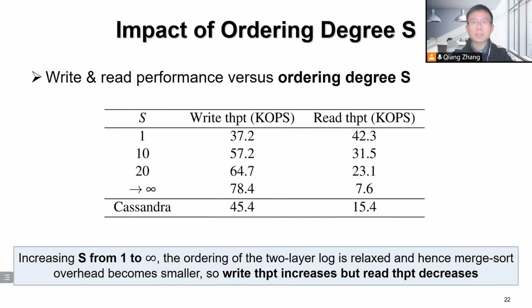We also evaluate the write and read performance under different settings of the ordering degree S, so as to show how DEPART can balance the read and write performance gains for the redundant copies. If the value of S is equal to 1, the two-layer log reduces to a 2-level LSM tree, so it achieves the highest read throughput as the key-value pairs are fully sorted, but the write throughput is the lowest due to the frequent merge sorts. As we increase S from 1 to a sufficiently large value, the ordering of the two-layer log is relaxed, and hence the merge sort overhead becomes smaller. So the write throughput increases, but the read throughput decreases.